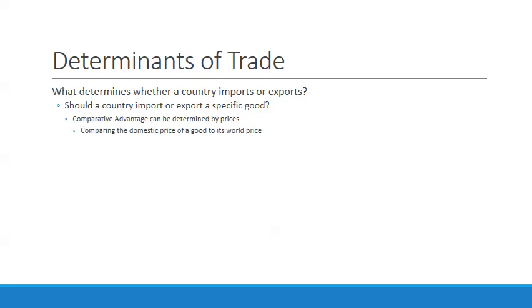So comparing the domestic price of a good to its world price. In other words, what is the average price of that good here in the United States in that specific market versus the average price in the rest of the world, a global price? So if the domestic price is higher than the world price, you're going to import goods.